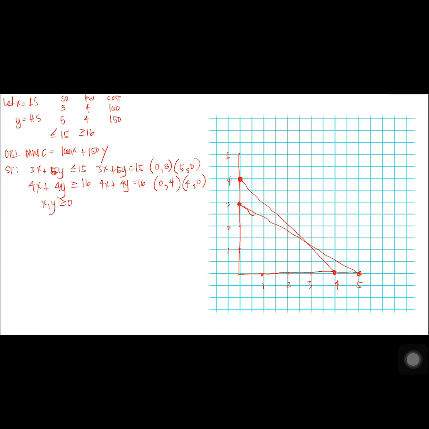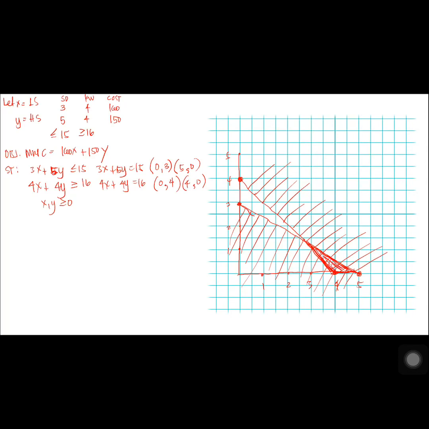So for the first inequality, we have 3x plus 5y is less than or equal to 15. For this one, we shade it like this. Then for 4x plus 4y is greater than or equal to 16, let's shade it like this. So where is our region? It's here.